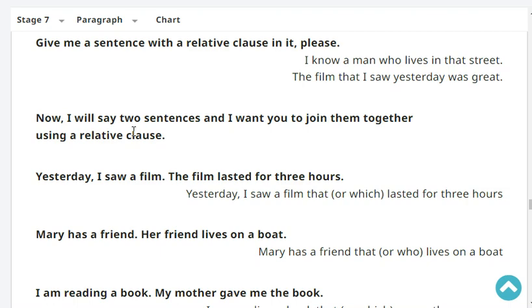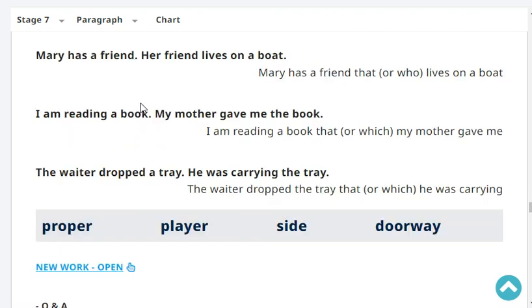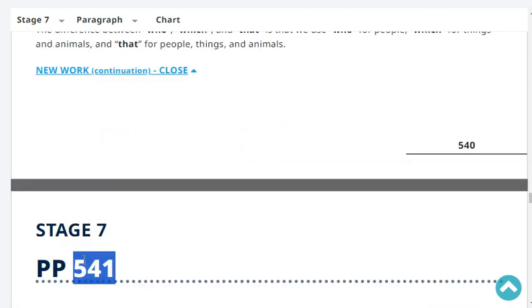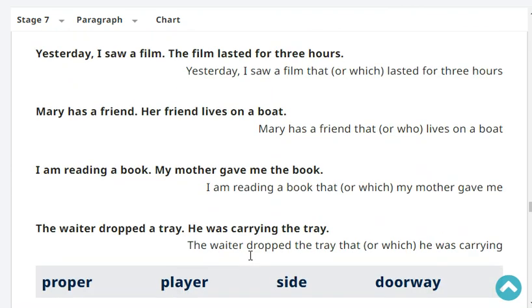Very good. I am reading a book. My mother gave me the book. I am reading a book which my mother gave me. Very good.